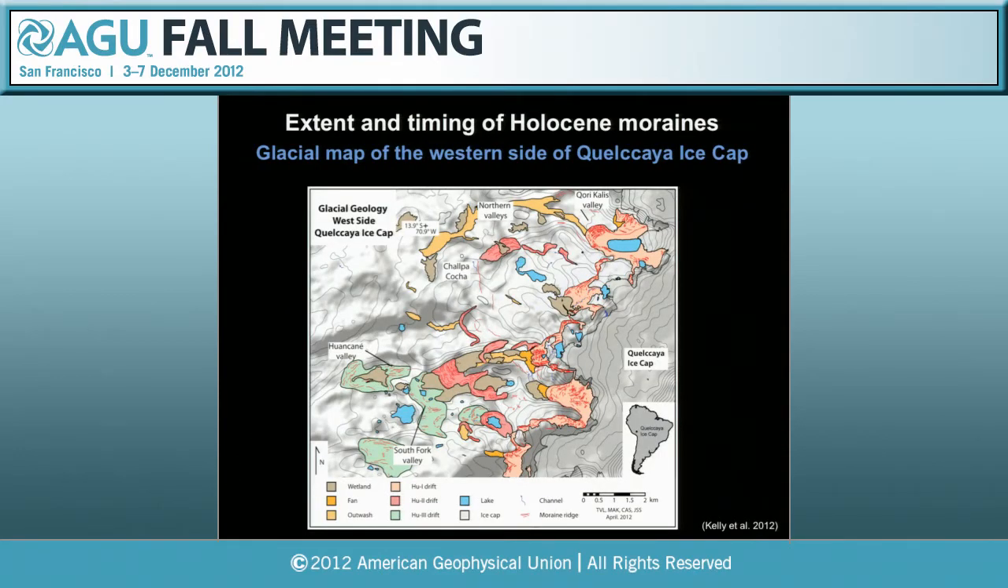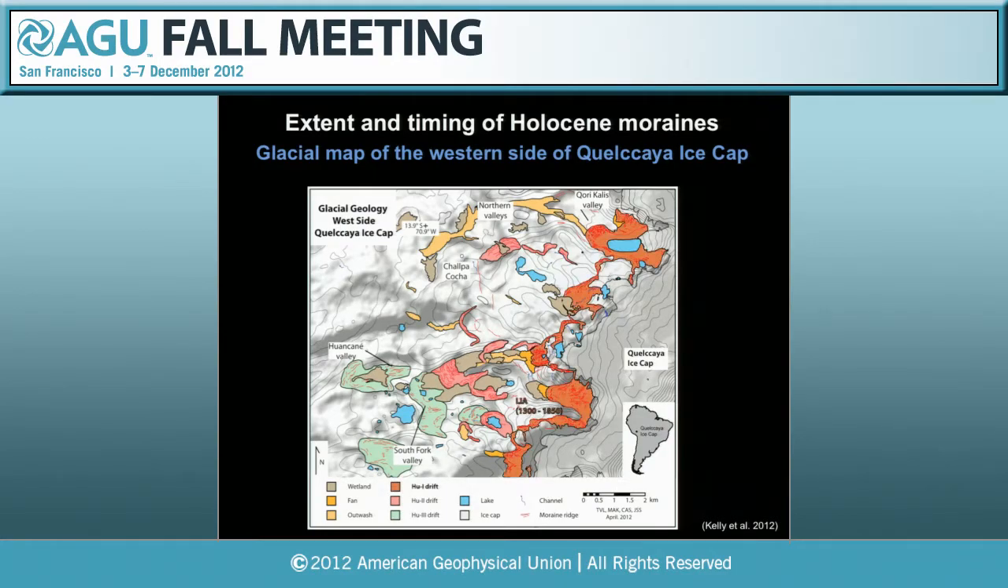And so this map shows moraines that have been deposited by Quelccaya over the last 17,000 years. We have three sets of moraines that are generally known as moraine 1, 2, and 3. We are seeing the Quelccaya ice cap here, the light gray, and three valleys where we have glacier advances. We are mainly focusing on the Huancané Valley down here. And these moraines have been very well mapped and dated.